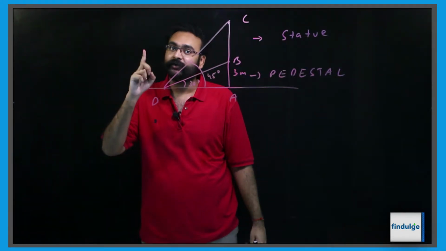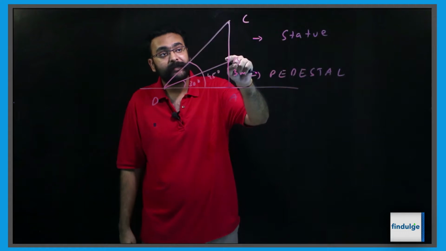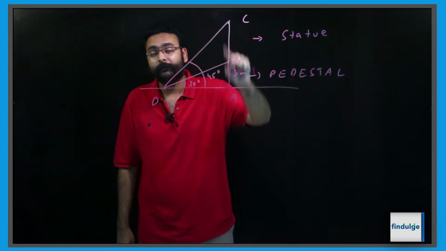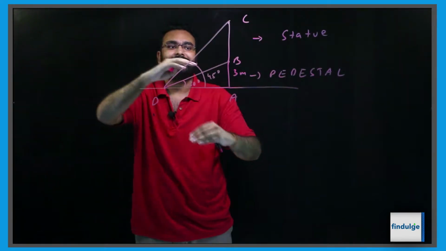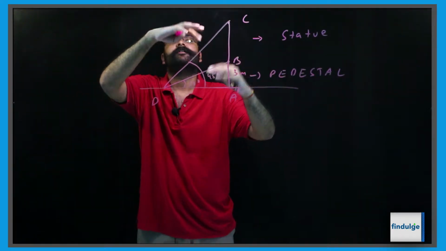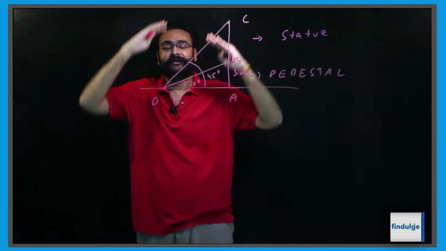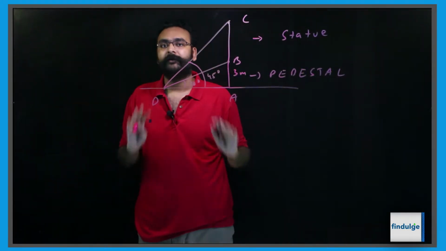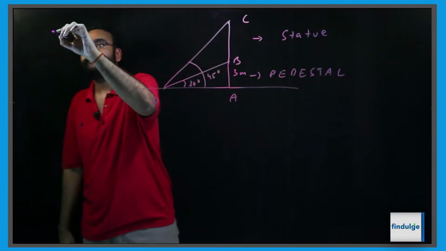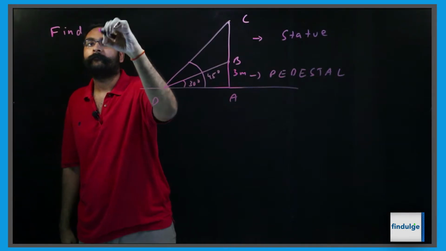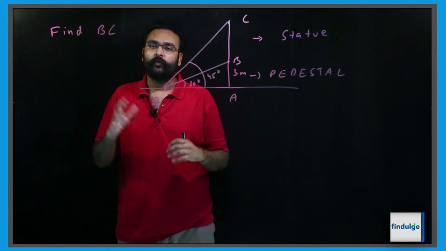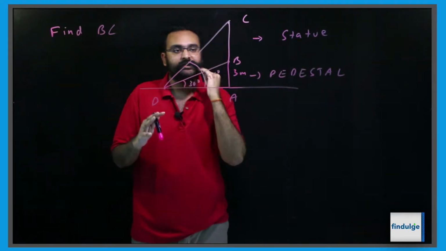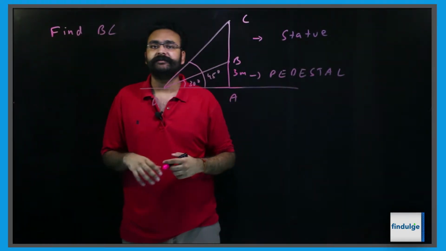Now when they say height of the statue, they mean BC. They don't mean AC. They want only the height of the statue itself. The statue has been placed on a pedestal, which is why it's become higher, but the statue itself is simply BC. So the question is, find BC.